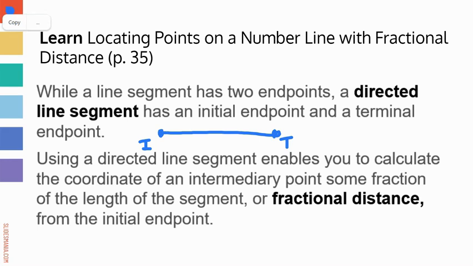Using a directed segment enables you to calculate the coordinate of an intermediary point, some fraction of the length of the segment, or a fractional distance from the initial endpoint. So using this segment, we can find a point that's anywhere between the initial and terminal endpoints, and the problems will tell you the fractional distance that you are looking for, and then you use that to find where the point is located.